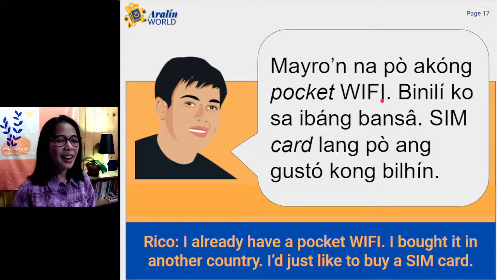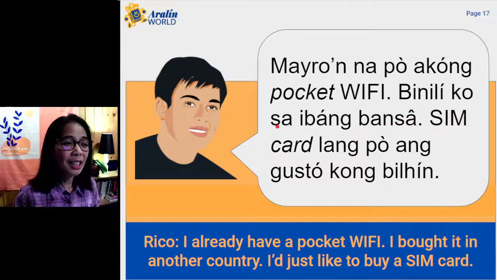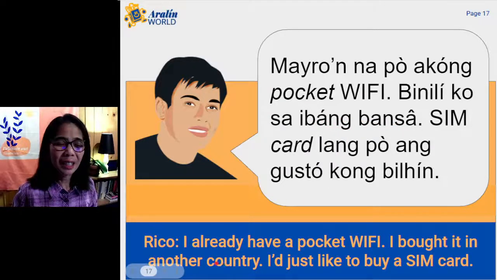Okay. Next, binili. Binili ko means I bought. So binili is a past tense. In English you say I bought. Tagalog, binili ko. Okay, now again you have sa. Again, sa is a linker or a marker to a place here. Ibang bansa means another country. Ibang bansa. Okay, that's another statement.